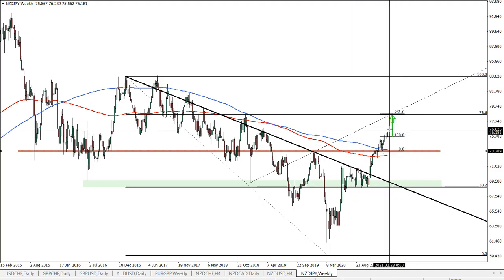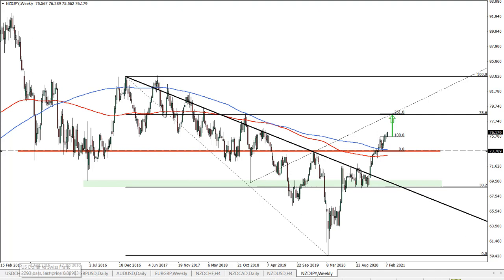Not only does the New Zealand Japanese yen look bullish, but multiple other New Zealand dollar currency pairs. So we can look at all the other New Zealand pairs. We have the New Zealand US dollar, New Zealand Canadian dollar, and New Zealand Swiss franc. And let's start with them.